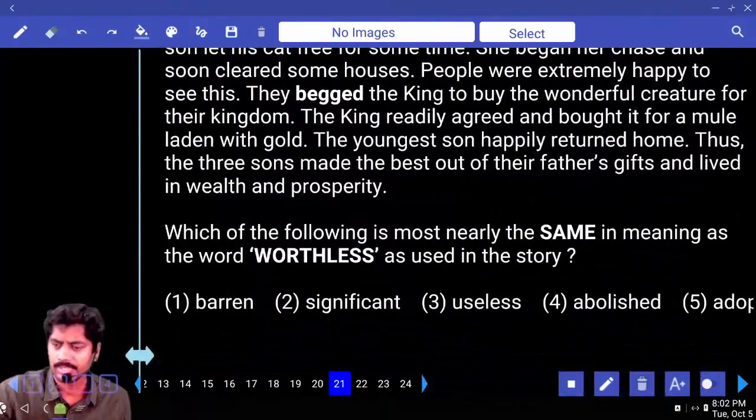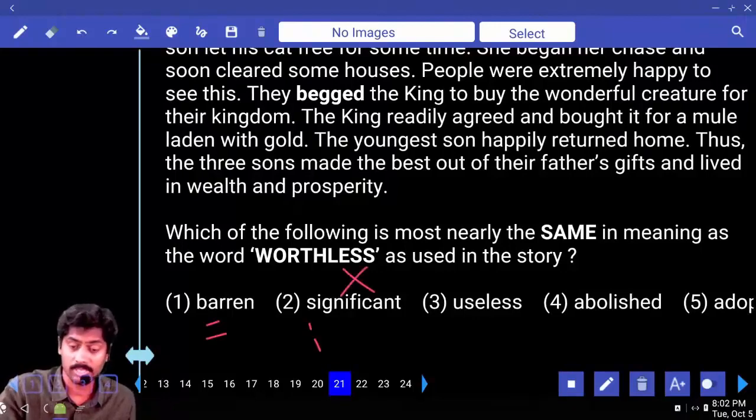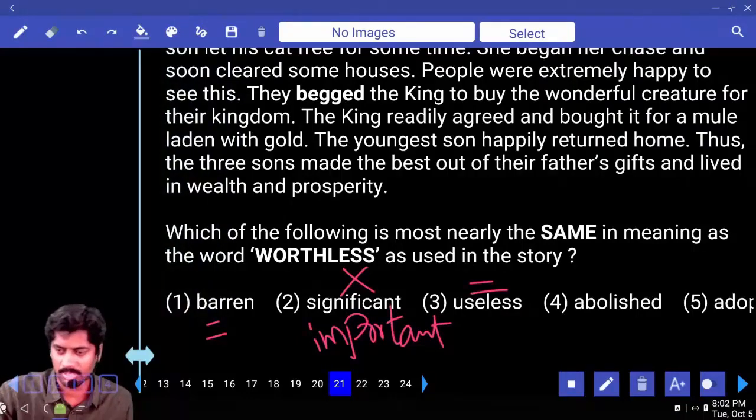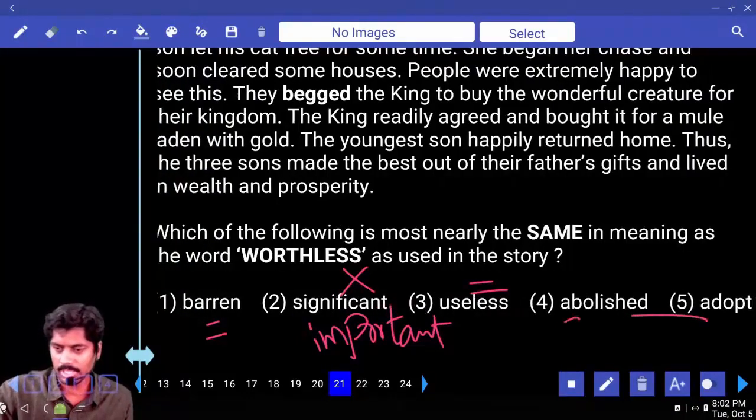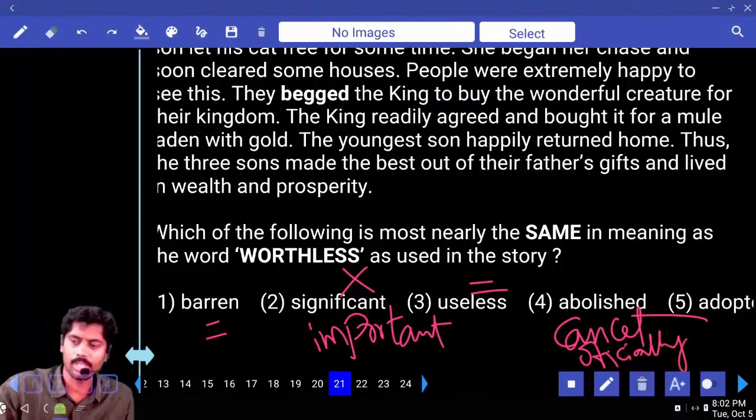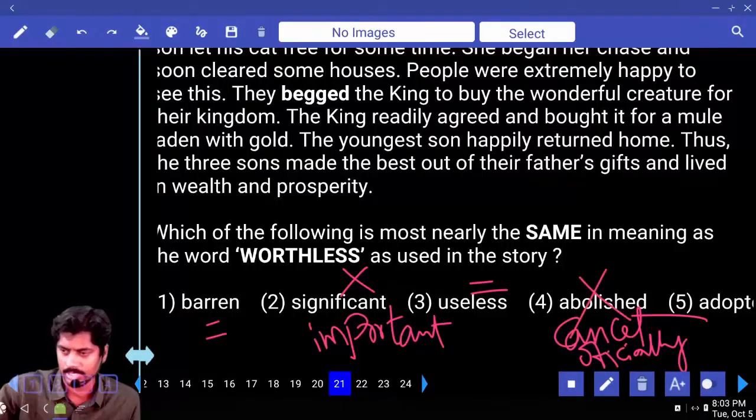Worthless, valueless, maybe. Significant is opposite, significant means important. Useless, maybe same meaning. Abolish. Abolish means cancel something officially. Cancel an order, cancel a tradition. Raja Ramohan Roy abolished sati. Not related to the given context.